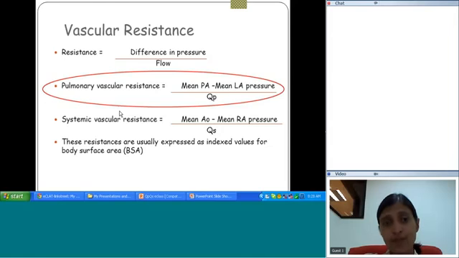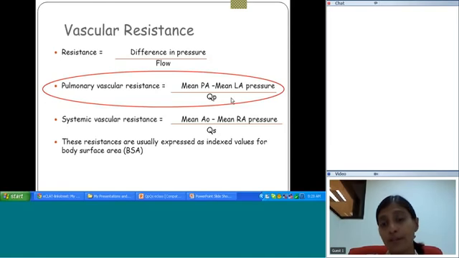Now let us go on and look at vascular resistances. Resistance in any circuit is defined as the difference in pressure between the two ends of the circuit divided by the flow. So if you use this formula and look at pulmonary vascular resistance, it is the difference in pressure between the two ends. One end is the PA pressure, the other end is the LA pressure. So mean PA pressure minus mean LA pressure divided by the flow, which you know already from your calculation to be QP. So this is your pulmonary vascular resistance.